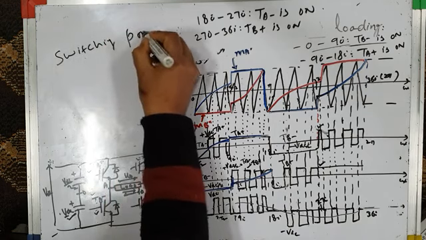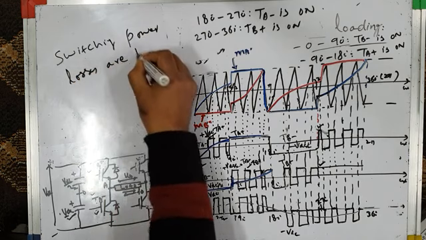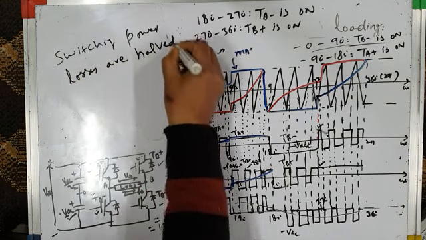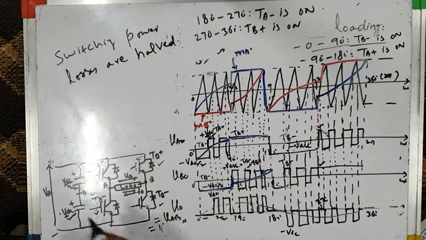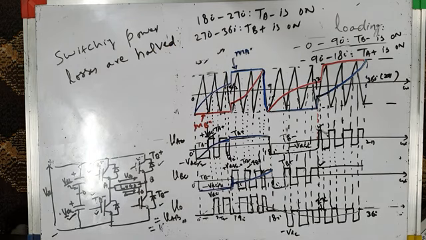switching power losses are reduced by half. Switching power losses are halved, they are reduced by half. And that's a great advantage. So when switching power losses are reduced by half, inverter conversion efficiency will increase.